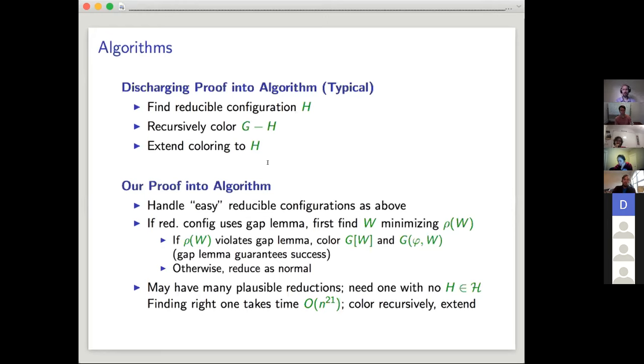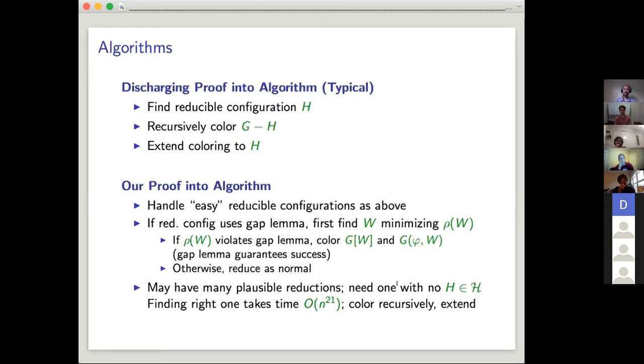A similar thing works here, but it's a little bit more complicated. And the reason is a combination of this gap lemma and also the fact that we have to make sure that we're not having any of these reducible, any of these forbidden subgraphs.